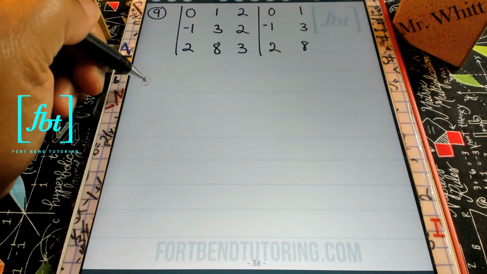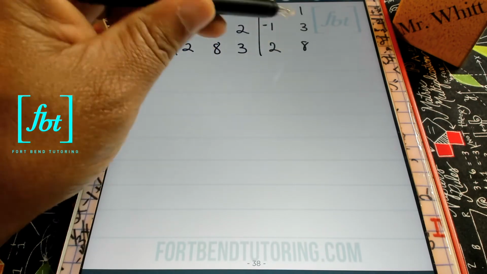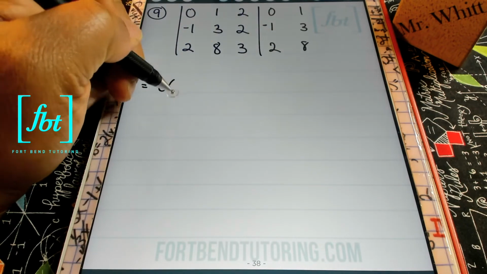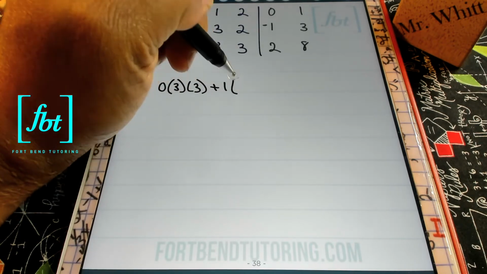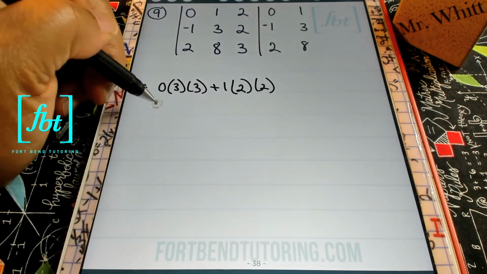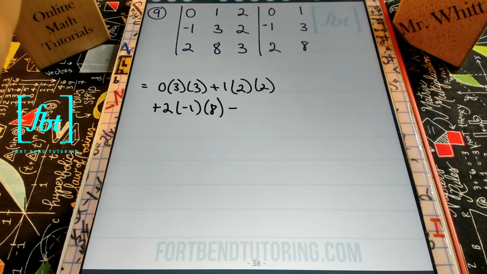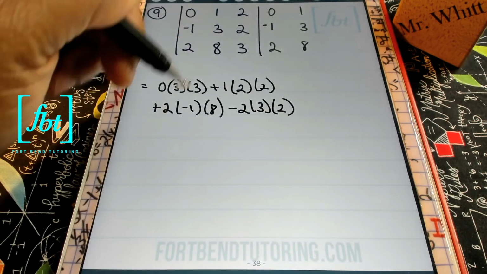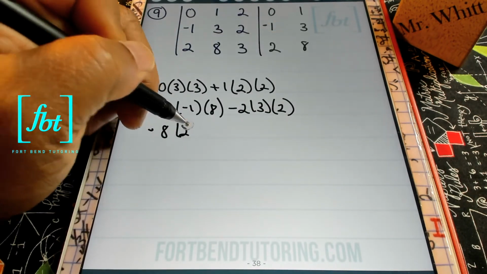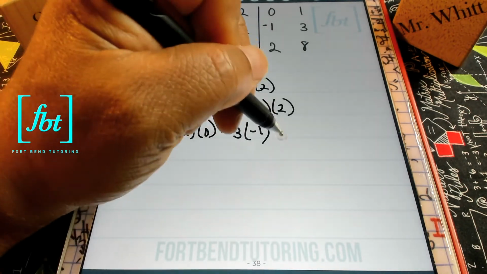Okay, from here, our determinant is going to be the result of combining all of the diagonals going up to the left, which are the products of 0, 3, and 3, adding to that 1, 2, and 2, adding to that 2, -1, and 8, then subtracting from that all of the diagonals going up to the right. So you'll have 2 times 3 times 2 minus 8 times 2 times 0 minus 3 times -1 times 1.